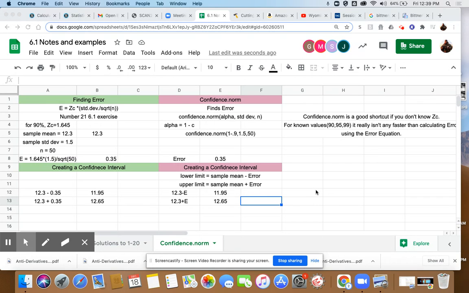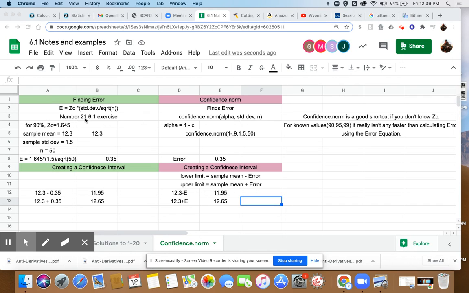I promised a shortcut in Google Sheets for doing a confidence interval, and after really reviewing it, it's not really that much of a shortcut. But here's a quick review. We have an equation for finding error. That equation is error is equal to ZC, the Z-score for a given confidence level, times standard deviation divided by the square root of n, which is our sample size.